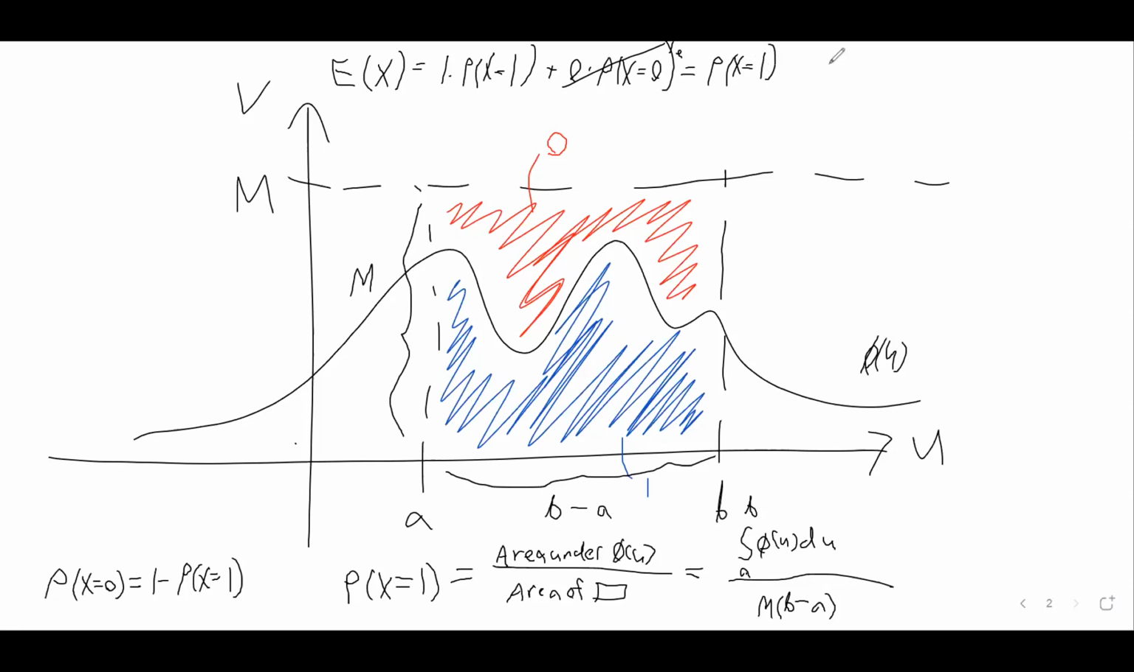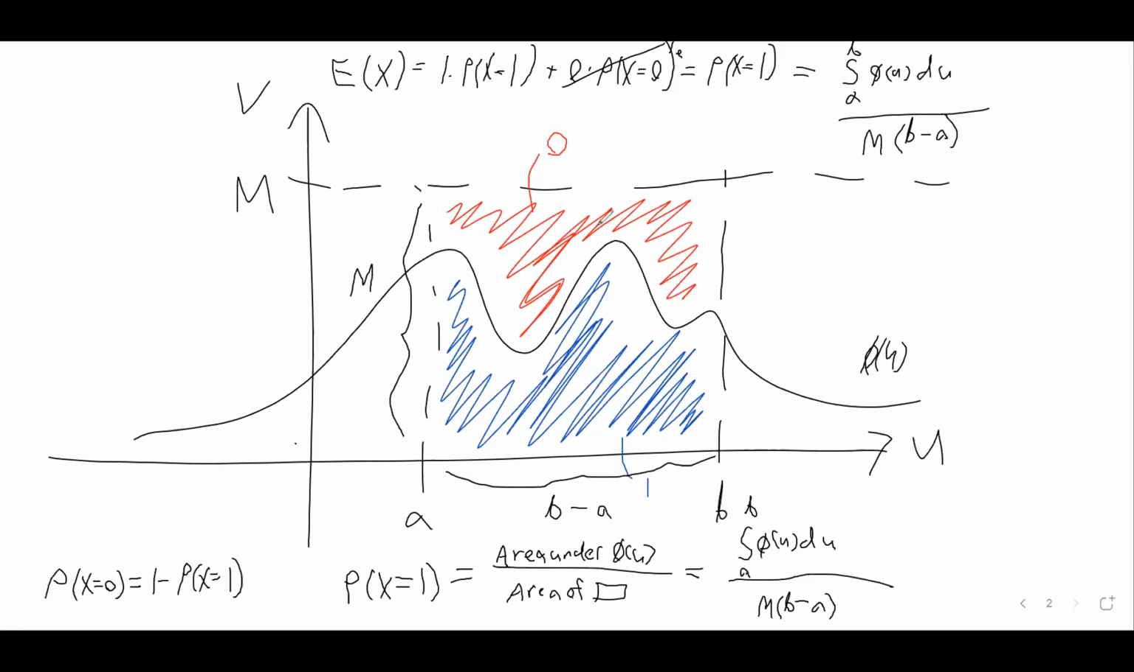And what is the probability X equals 1? It's the thing we found earlier. We found the probability X equals 1 is the definite integral divided by capital M times b minus a. So the expected value is the definite integral from a to b of phi of u du divided by capital M times b minus a. And so E of X is equal to that definite integral divided by capital M times b minus a.